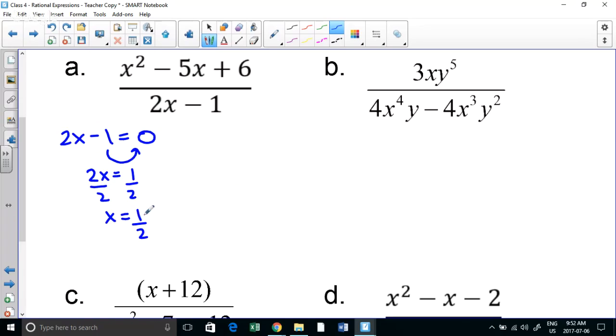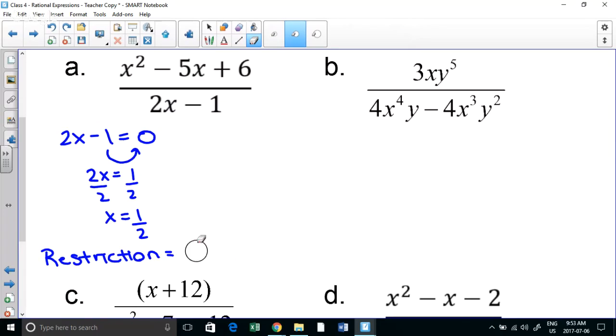So if I put x = 1/2 into here, I'll make the denominator 0 and give me a problem. So that is my restriction. So I write restriction. Use these squiggly brackets. Or you could say, this is actually a better way to write it: x cannot be 1/2. Because if x is 1/2, that gives us an issue.